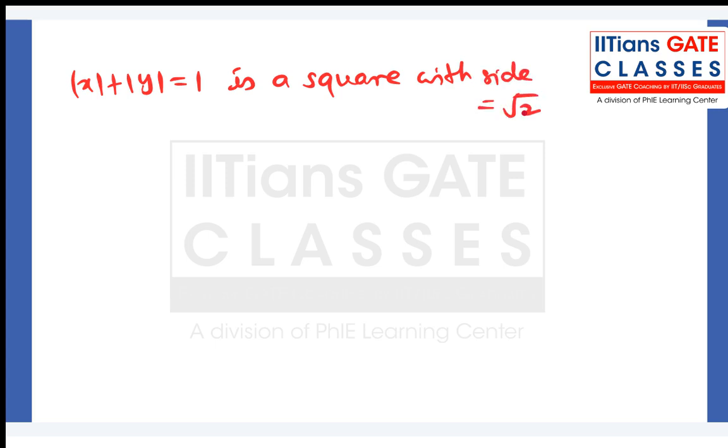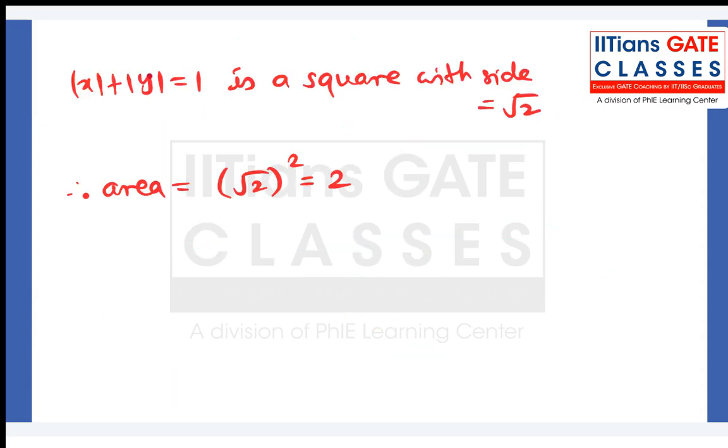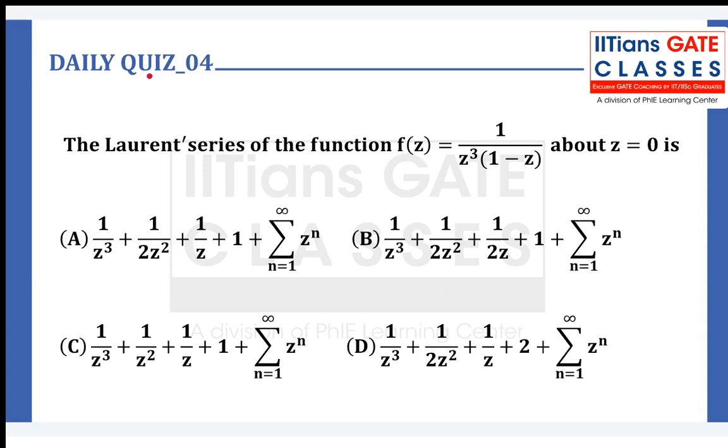Therefore the area is the area of a square, which is side square. So it is root 2 square, that is just 2. And the answer is also 2. This is one of the questions where, if you knew the mod x and mod y notations, you should be able to solve it. Okay, just a second.